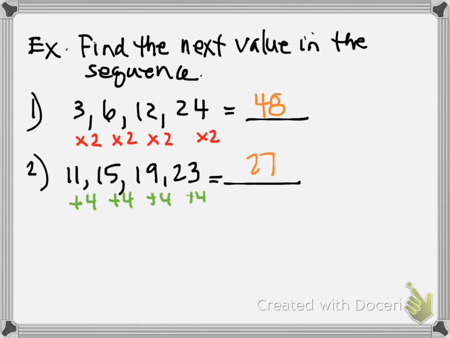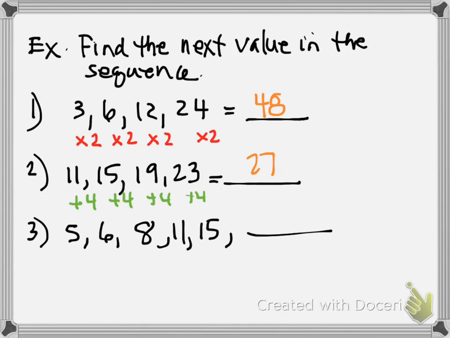Okay? But sometimes the pattern is a little strange. I have 5, I have 6, I have 8, I have 11, I have 15, and we want to know what the next one would be. And so actually I'm going to go back and change these guys.